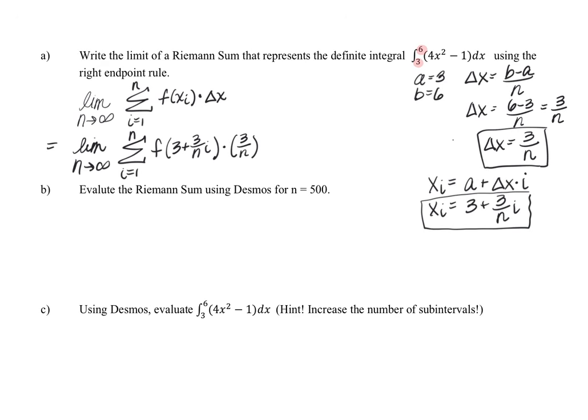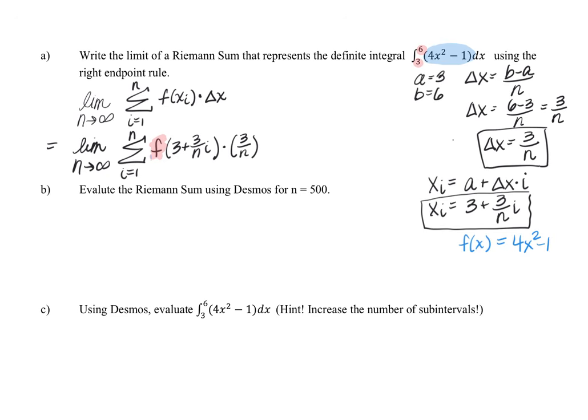So now the last step to write this as the limit of a Riemann sum is to determine what our actual function is. So looking at our integral, remember our function is what follows the integral symbol. It's the function that we are integrating. In this case, that is 4x squared minus 1. So our function, our f of x, is equal to 4x squared minus 1.